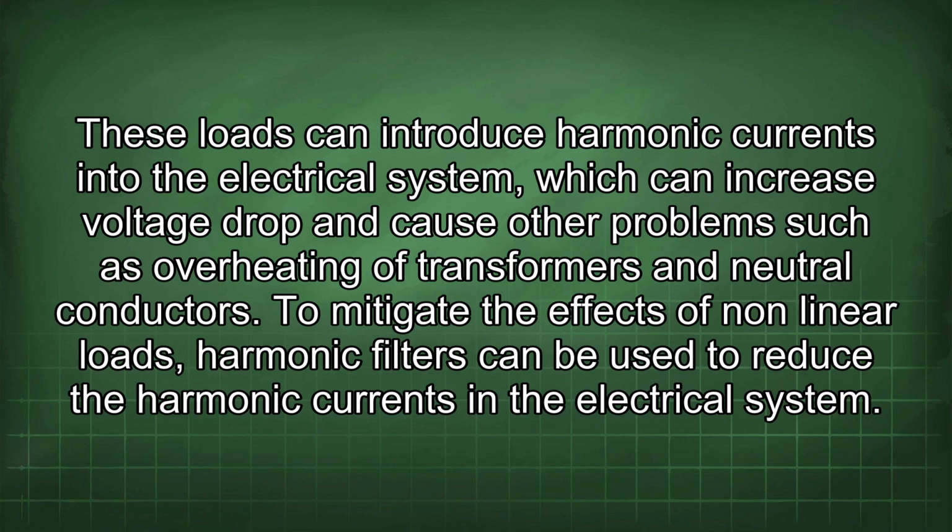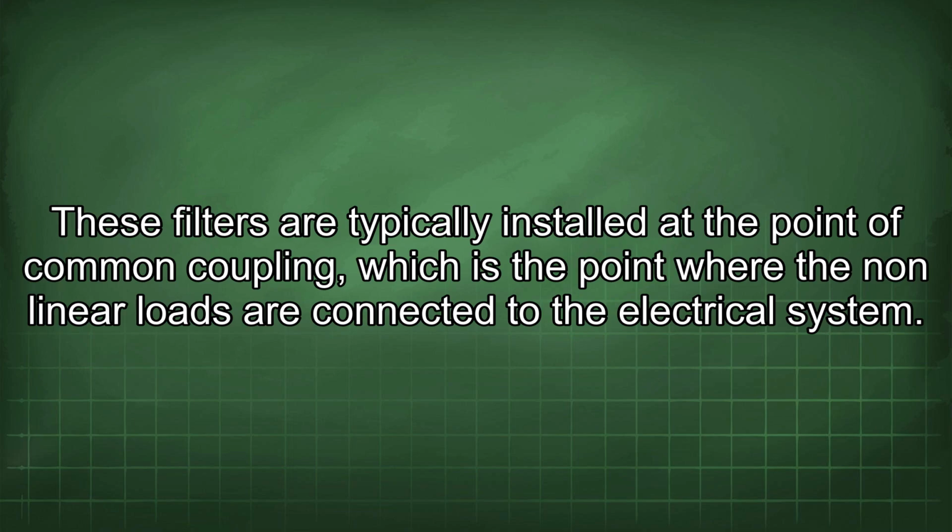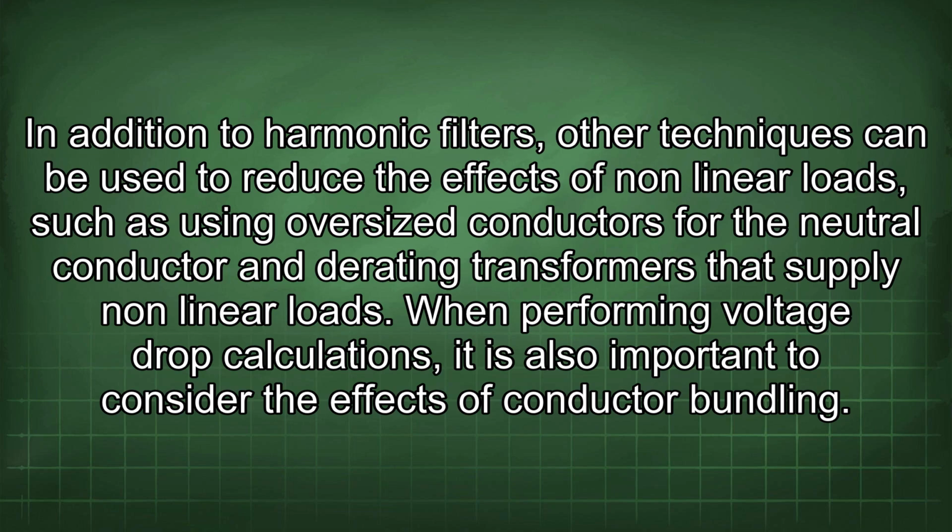To mitigate the effects of nonlinear loads, harmonic filters can be used to reduce the harmonic currents in the electrical system. These filters are typically installed at the point of common coupling, which is the point where the nonlinear loads are connected to the electrical system. In addition to harmonic filters, other techniques can be used to reduce the effects of nonlinear loads, such as using oversized conductors for the neutral conductor and derating transformers that supply nonlinear loads.